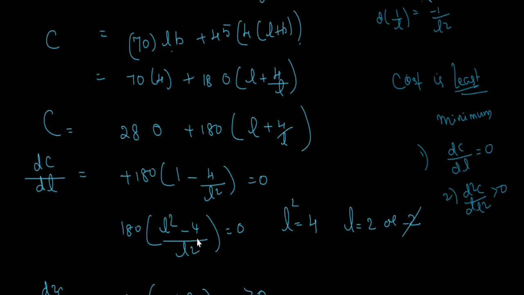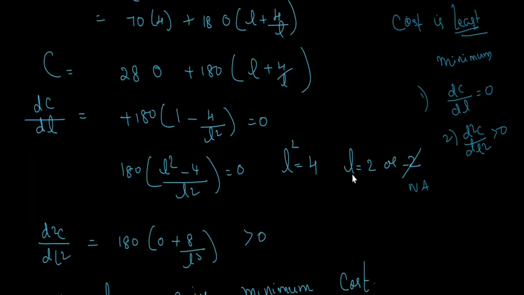So we get 1 minus 4 by L square is 0. So the numerator L square is equal to 4, L is equal to plus or minus 2. Minus 2 is not applicable because length cannot be negative. So you take only L is 2. Now we have to prove this L gives the minimum cost. So differentiate the function again. 180 times, differentiation of 1 is 0, and differentiation of 4 by L square, that is L power minus 2, is equal to minus 2 by L cube.